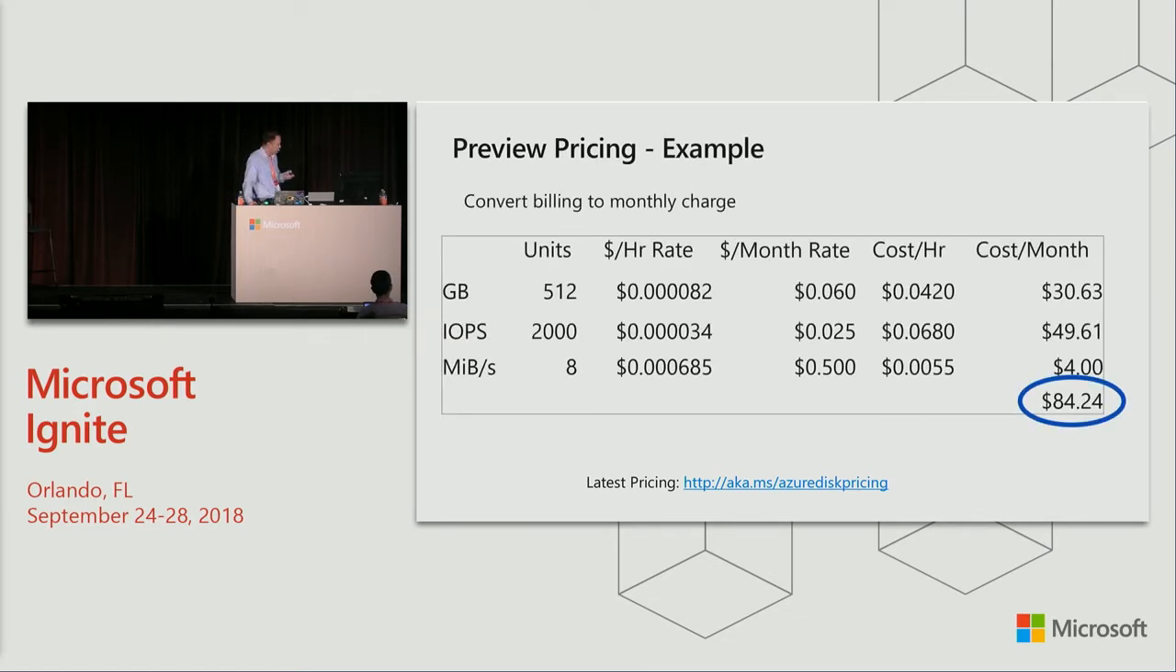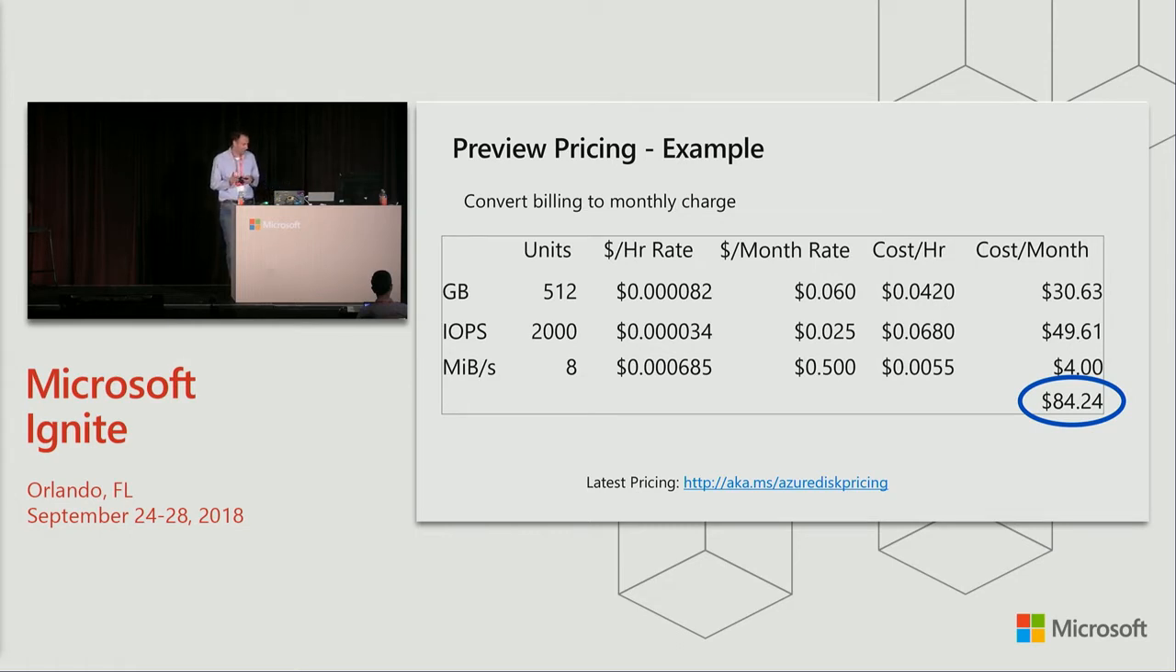A quick example of how you would do the math for a monthly charge for Ultra SSD. We took, for an example, a 512 gigabyte SSD with 2,000 IOPS and 8 megabytes per second. And when you do the math, what you wind up with here is $84 a month, with the costs predominantly coming from the IOPS.